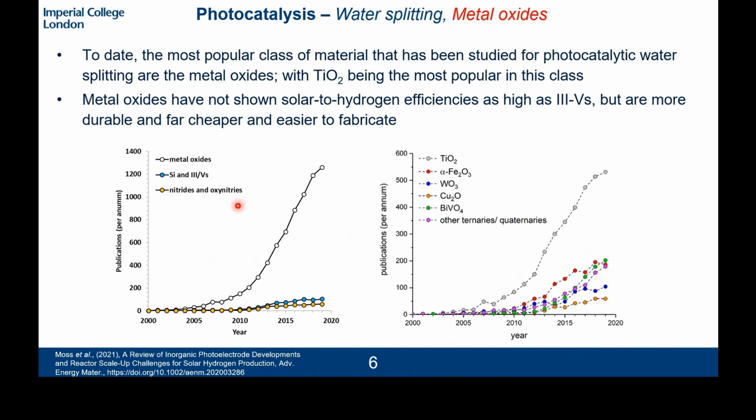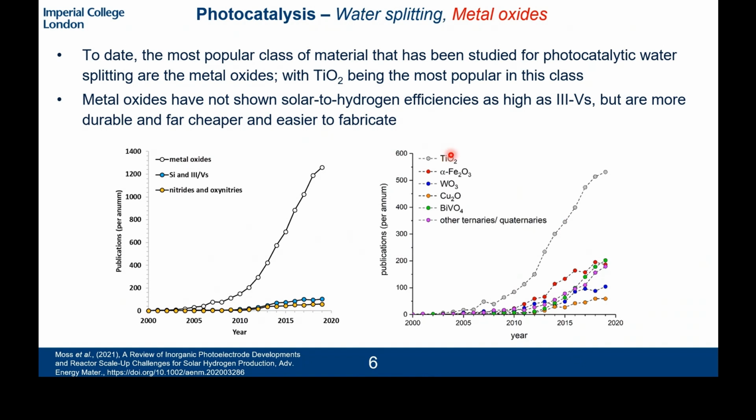But we can see other types of materials like nitrides and oxynitrides, or silicon and III-Vs. These materials, in terms of their efficiencies for driving water splitting, can generally show higher efficiencies than metal oxides, but they're much less studied. And there are reasons for that. It's essentially because these materials are much more difficult to make, and they're much less stable. When you place these types of materials in water, they tend to corrode. When you place metal oxides in water, they're already oxidized, so they don't tend to corrode.